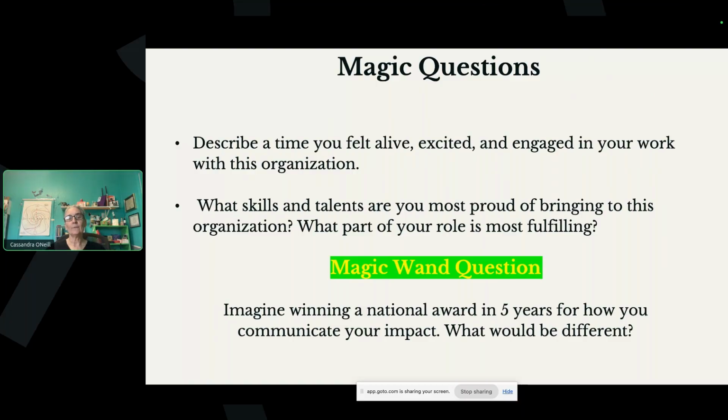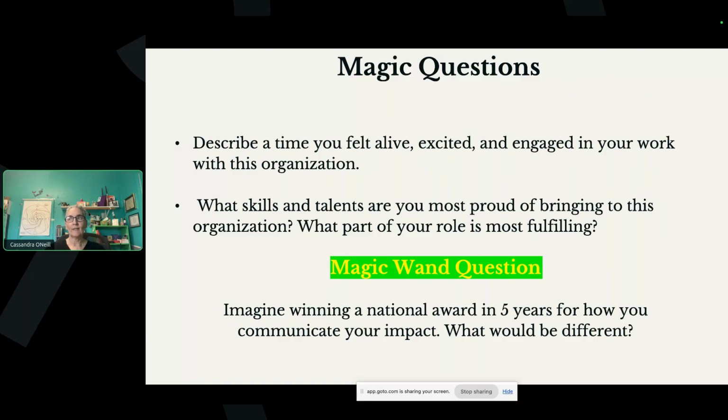The next question, the magic wand question, is also a really great one. I started using it recently, just curious to see what people would say. And so again, you wave that magic wand, you imagine you fell asleep for 5 years and you wake up and everything is like you've always wanted it to be, and your organization has won an award for communicating your impact. And what would be different?